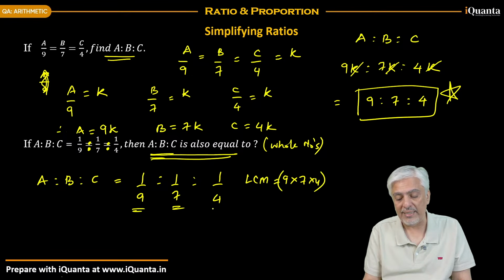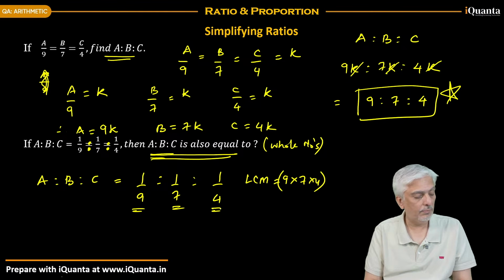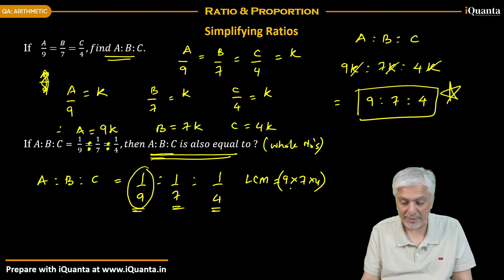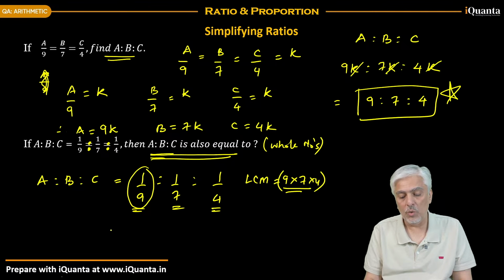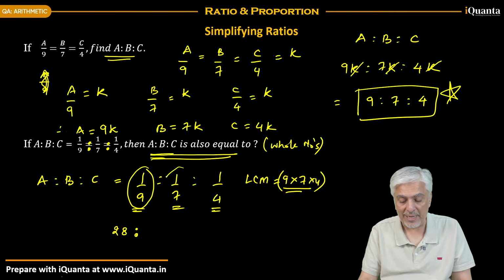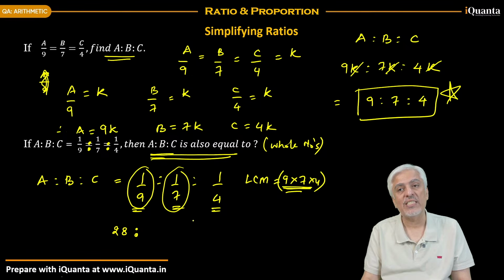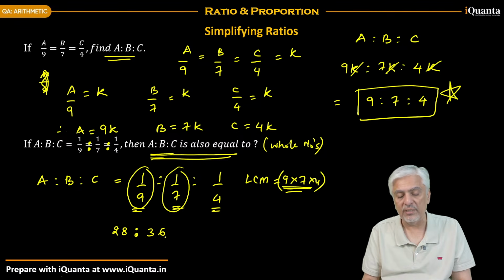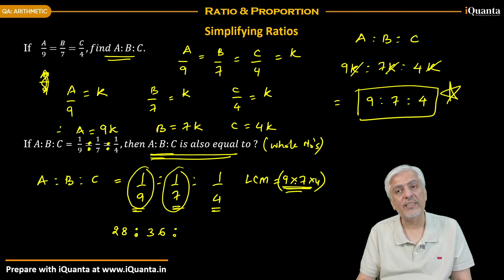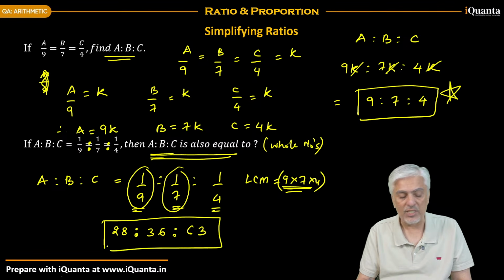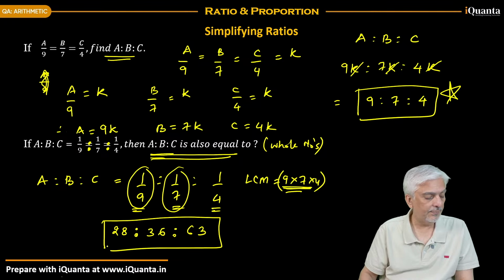Multiply each of them by 9 into 7 into 4. Don't find the 252. Waste of time. So if I multiply this with this, 9 9 will cut. Only 7 4s are 28 is left. When I multiply this with 9 7 4, 7 7 will cut. Only 9 4s are 36 will be left. And when I multiply 1 upon 4 with it, 4 4 will cut. Only 63 will be left. Answer will be 28 ratio 36 ratio 63.